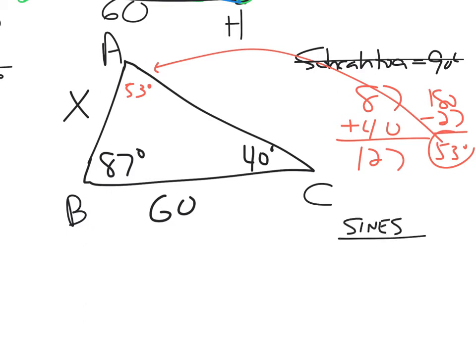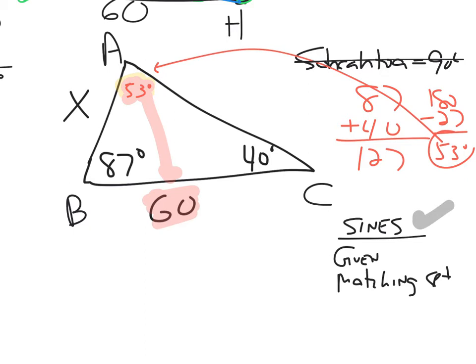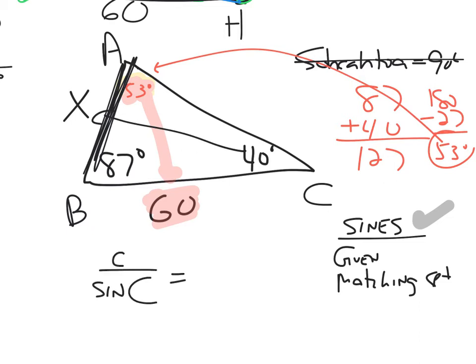The law of sines means you need to be given a matching set of side angles. And here we have that. Here we have angle A is 53 degrees, and here we have side A is going to be 60. So that's a check. I'm going to be using the law of sines, and here my x is opposite angle C, so I'm going to write little c over the sine of angle C. That equals now my matching set, my a's, little a over the sine of angle A.